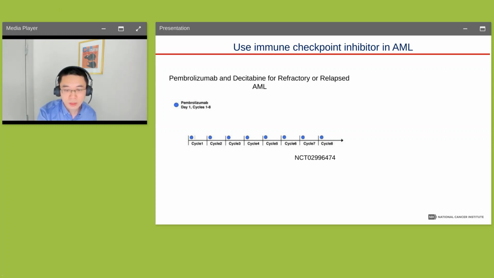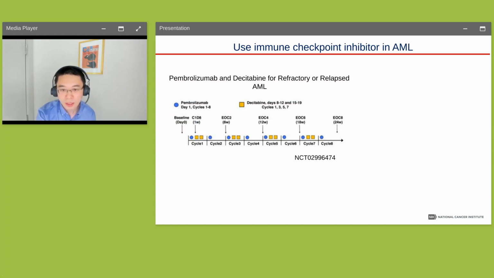Here I'm presenting a brief summary of the trial. Patients will receive pembrolizumab on day 1, and then decitabine on days 8 to 12 and 15 to 19 in cycles 1, 3, 5, 7. So basically, we are combining the checkpoint inhibitor with the hypomethylating agent. This trial also has a very special design. It allows us to obtain bone marrow biopsies at baseline, after the checkpoint treatment, or after the combination treatment.